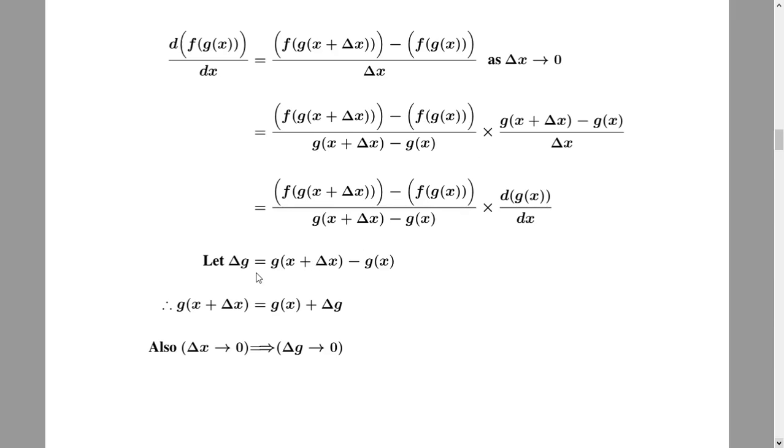Now let's assume g of x plus delta x minus g of x to be delta g. So we'll call this term delta g. So g of x plus delta x would be g of x plus delta g. Also, when delta x tends to 0, delta g also tends to 0, because when delta x tends to 0, this becomes g of x, and therefore delta g is g of x minus g of x, which is 0. So if delta x tends to 0, then delta g also tends to 0.